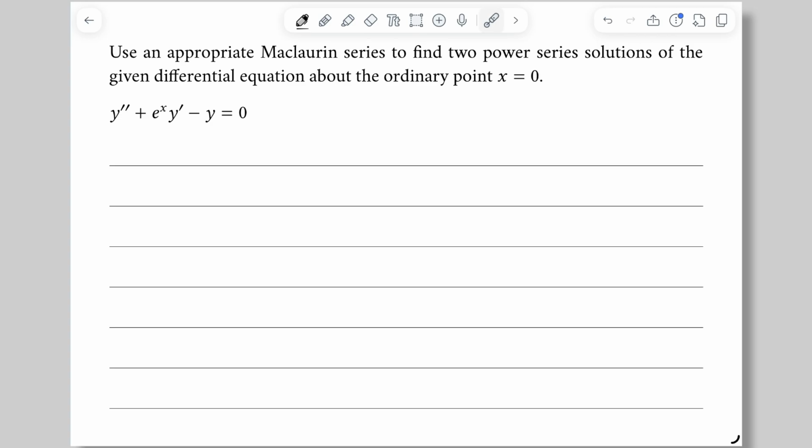This exercise gives us another opportunity to see the value of power series solutions to differential equations. We have y double prime plus e to the x y prime minus y is equal to 0. We're asked for two power series solutions of the differential equation.